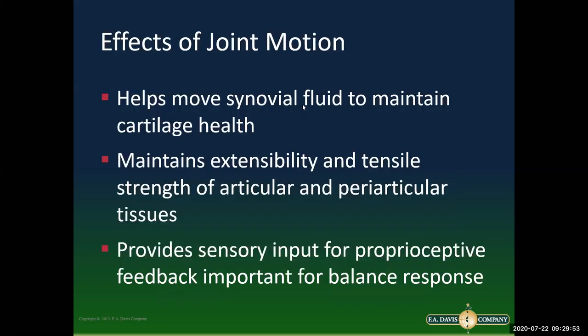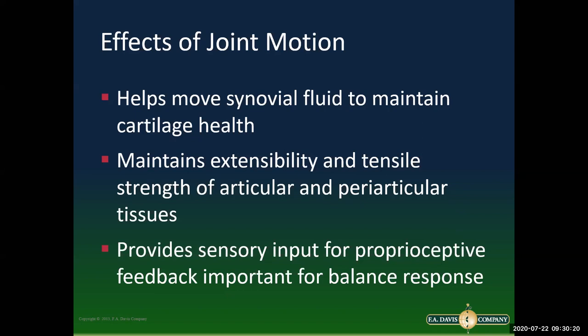So effects of motion. It helps move that synovial fluid to maintain cartilage health. The more we can mobilize those joints, the more we can get that fluid moving around in those joints, right? So whenever somebody complains about you cracking your knuckles, say, well, look, I'm just trying to mobilize my synovial fluid in my joints. It helps maintain extensibility and tensile strength of the articular and periarticular tissue. So all the stuff in the actual joint and around the joint.